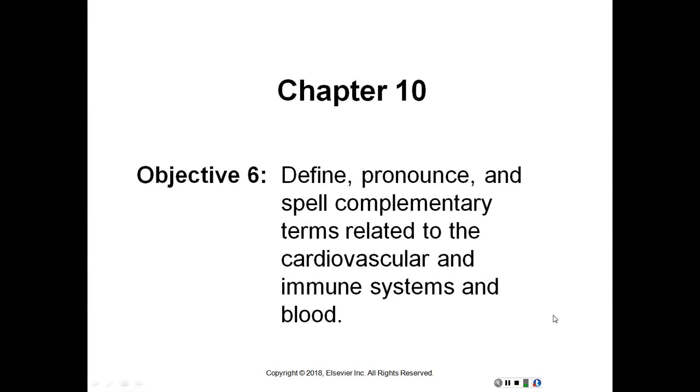Continuing with Objective 6, now we're going to define, pronounce, and spell complementary terms related to the cardiovascular and immune systems and the blood. So starting out with the terms built from word parts. Arterioventricular, pertaining to the atrium and ventricle. Cardiac, pertaining to the heart. Cardiogenic, originating in the heart. Cardiologist, physician who studies and treats diseases of the heart. Cardiology, study of the heart. Hypothermia, condition of body temperature that is below normal.